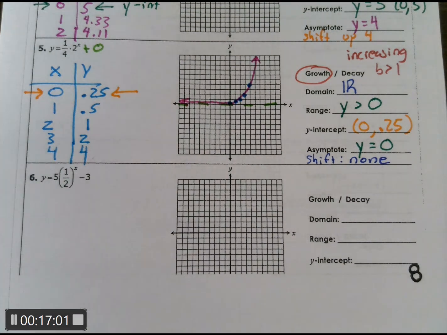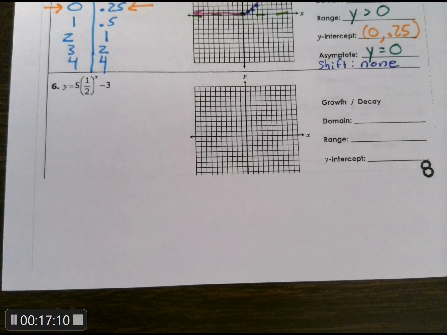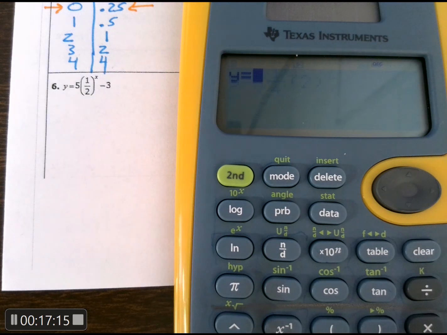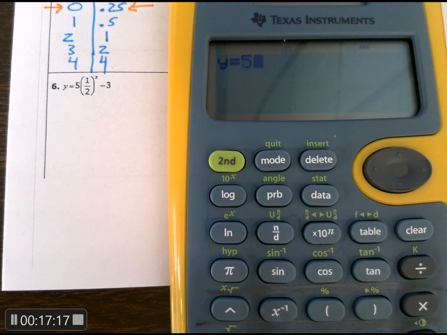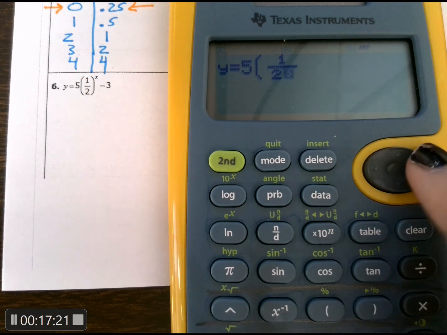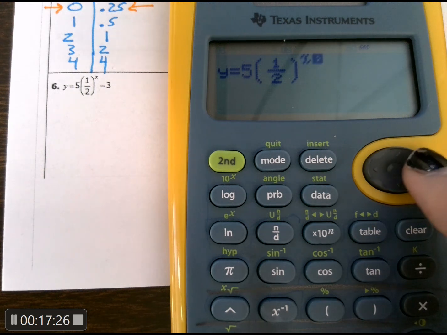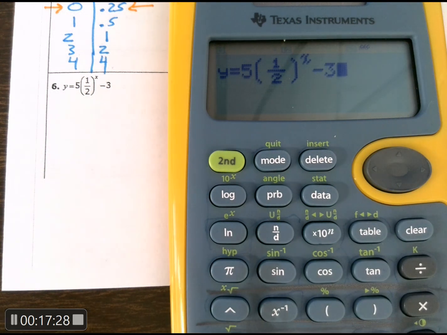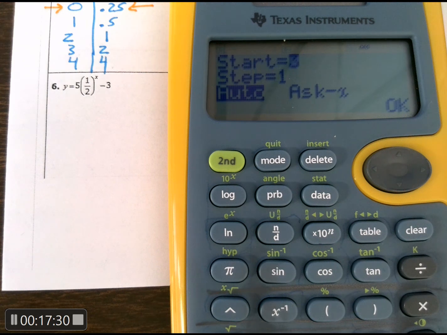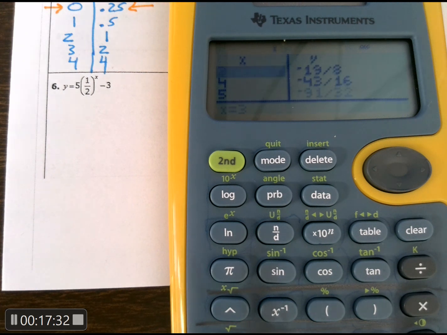Alrighty. Alright, last one on this page. You guys ready for it? Sure you are. Okay. So once again, go to our table, and we have 5 parentheses, 1 over 2, in parentheses, to the x, gotta move it over, minus 3. Okay? And then we can press enter a whole bunch of times.